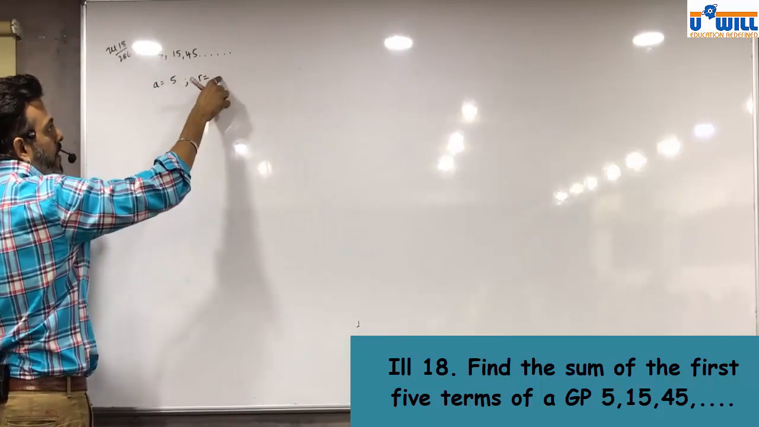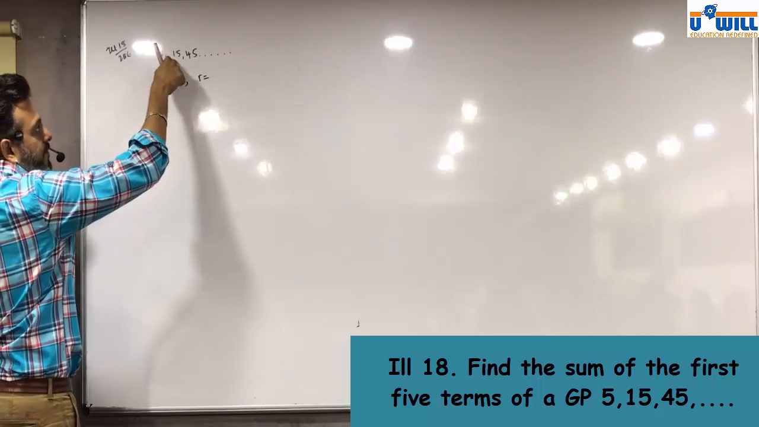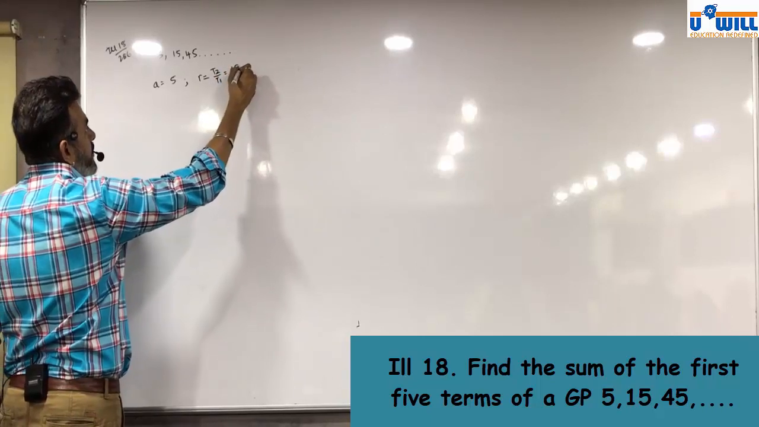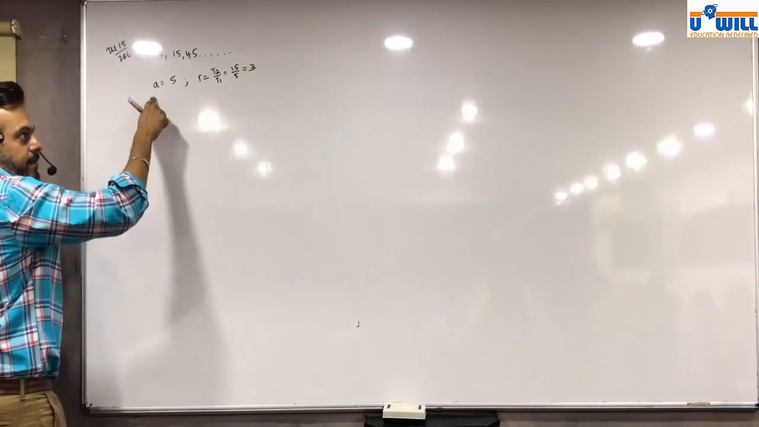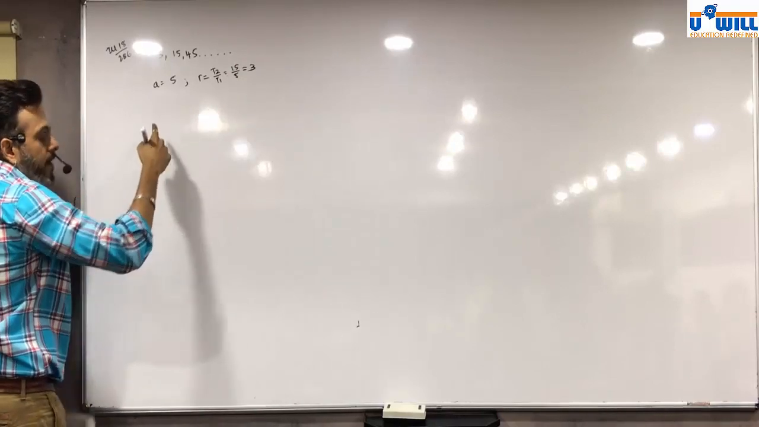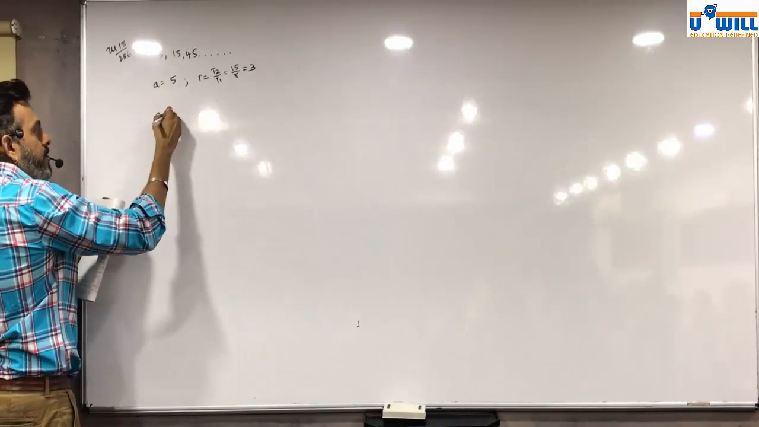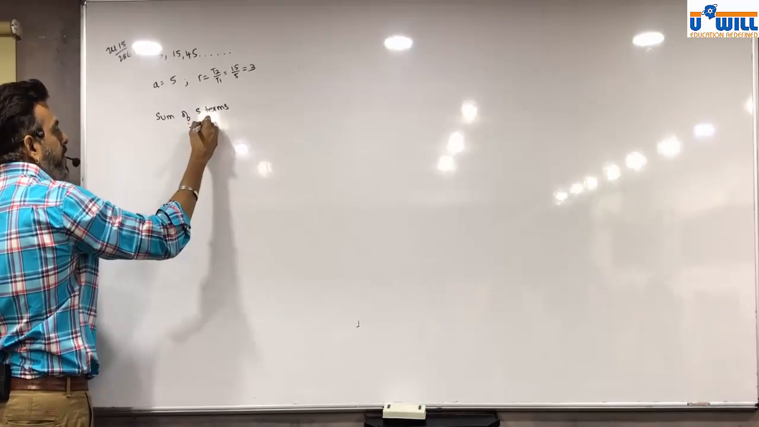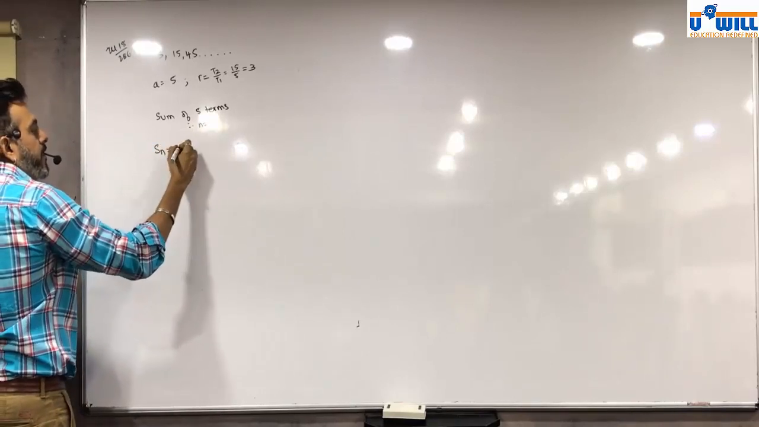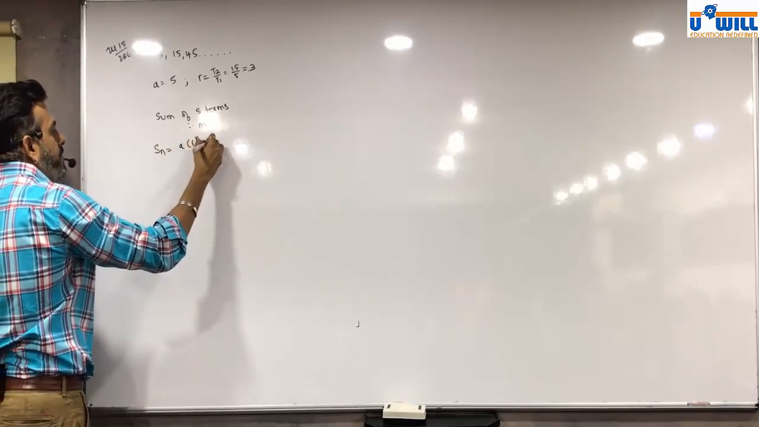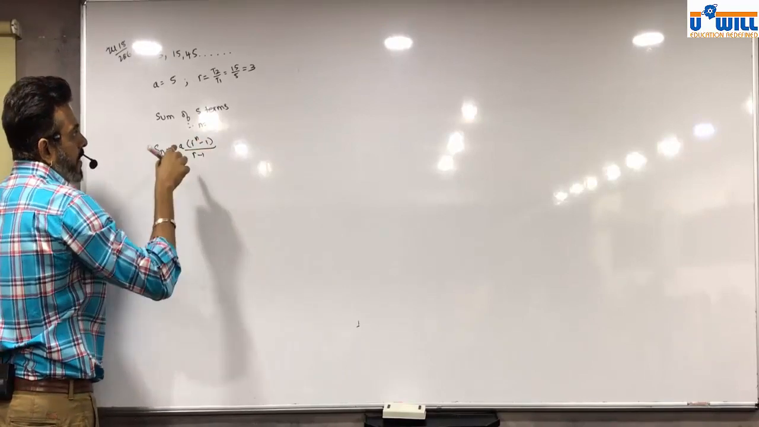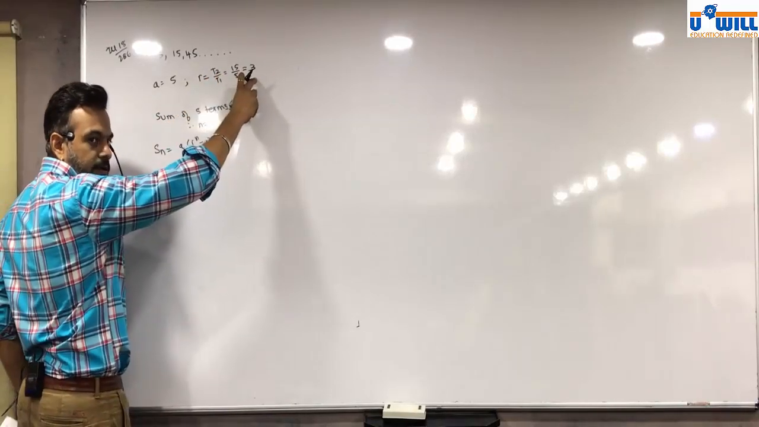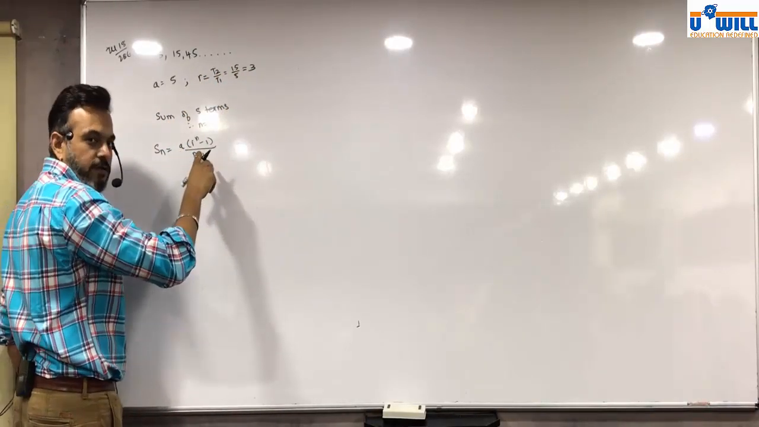Now what is our common ratio? What is the common divisible number over here? 15 divided by 5. So T2 upon T1 is equal to 15 by 5, which is equal to 3. We got a, we got r. What do we have to find? We have to find the sum of 5 terms. Therefore n is equal to 5. Sn is equal to a into r raised to n minus 1 upon r minus 1. Can we use this formula? Yes, because r is 3. If r is 1, we cannot use this formula.